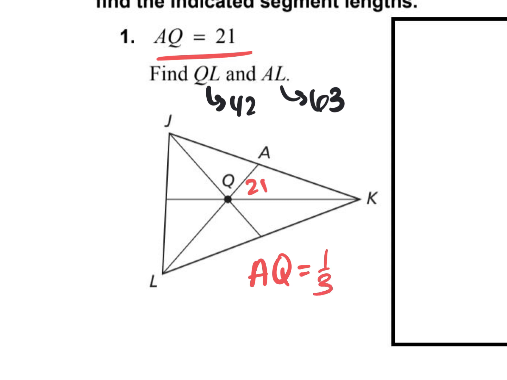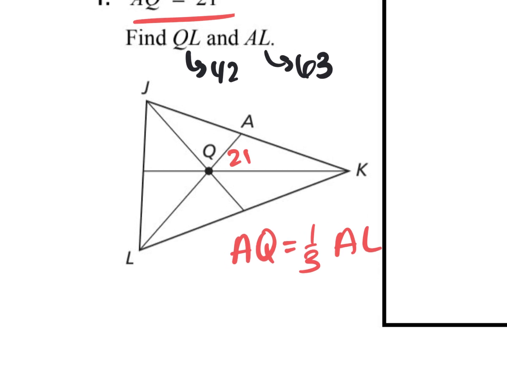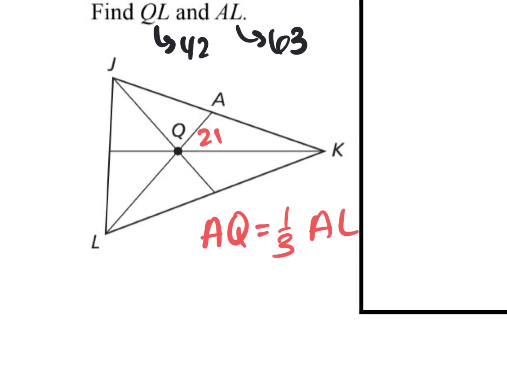What is the whole median? Okay, it's going to be 3/3, right? It's going to be the full length. But what segment represents the entire thing? AL. Do you guys agree with that statement? Because AQ is the smaller of the two pieces, so it has to be 1/3 of the full length, which is AL.